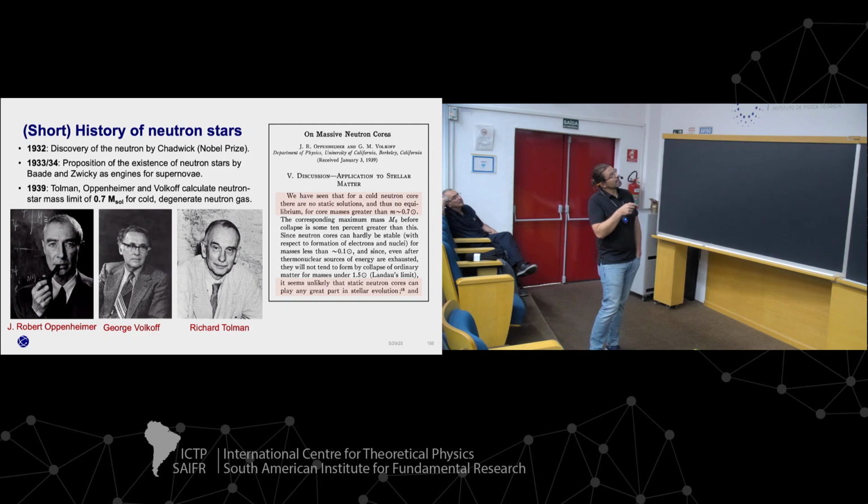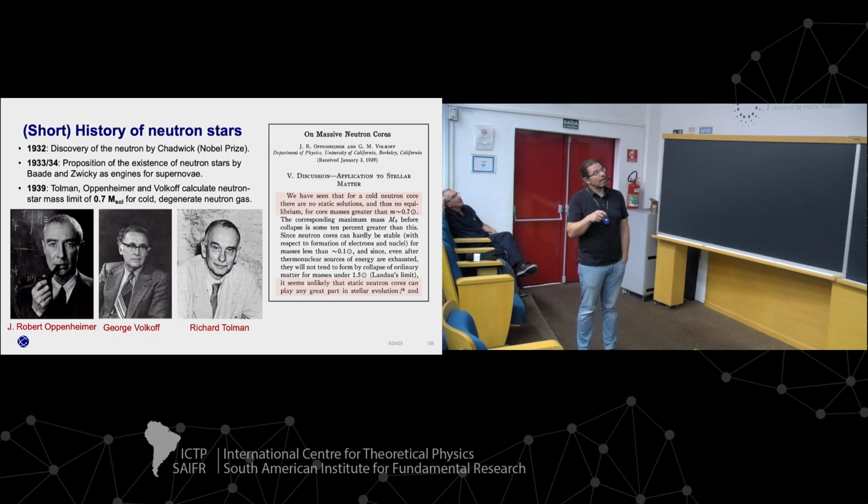Then, five or six years later, there was the first calculation of the properties of a neutron star by these three gentlemen. Actually, these two and this one did it independently, but they derived the so-called Tolman-Oppenheimer-Volkoff equations, which are the stellar structure equations in general relativity that you would need to solve to describe the structure of a neutron star. And you will see them later, but it's not really important here.